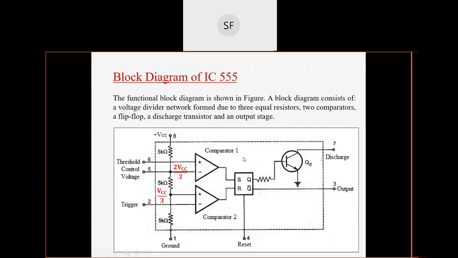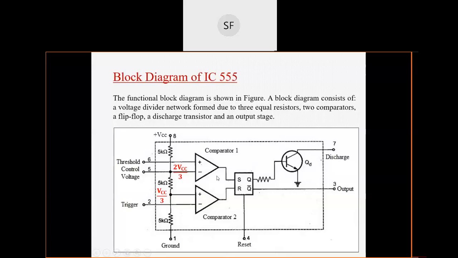You can observe this is the block diagram of IC 555. The external pins are denoted here, outside the dotted box. The pins are the external appearance, whereas this is the internal structure of the IC 555. You can observe here that this block diagram can be divided into different components, such as a voltage divider network.